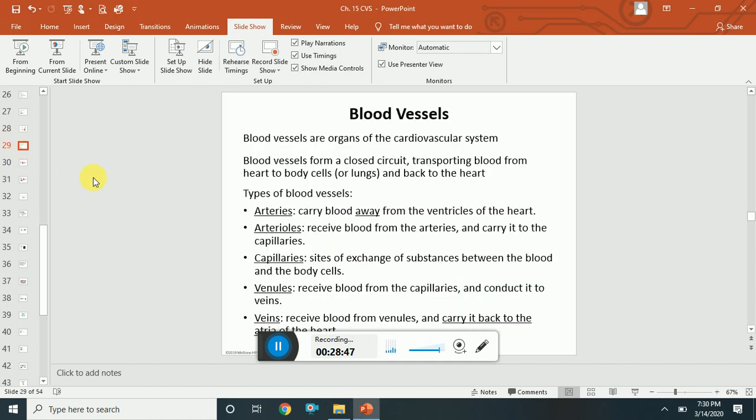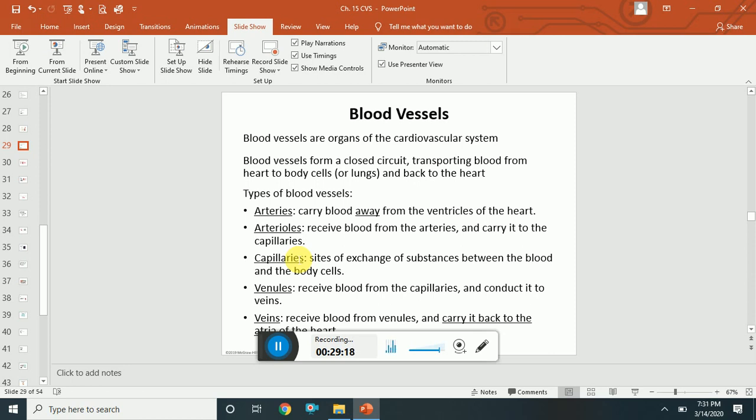Now, the different kinds of blood vessels: we've got the arteries. Those are your biggest. And remember, again, by definition, an artery is any blood vessel that takes blood away from the ventricles or away from the heart. Then you have the arterioles, and those are going to receive the blood from the arteries. These are just smaller or baby arteries, and then they carry the blood to the capillaries.